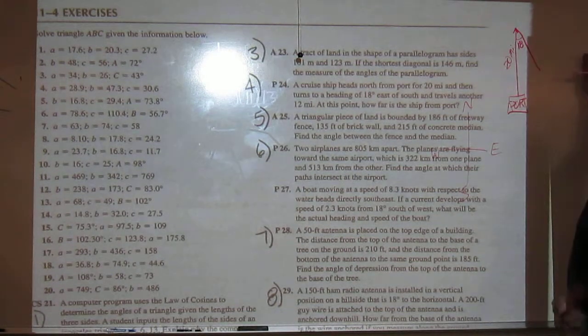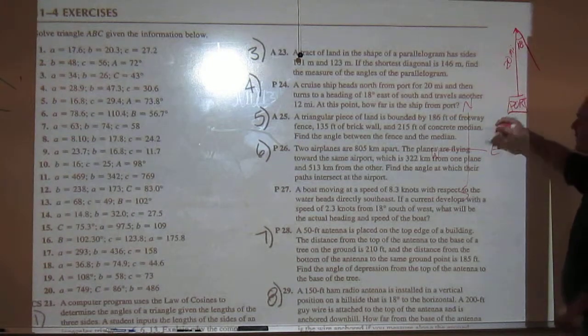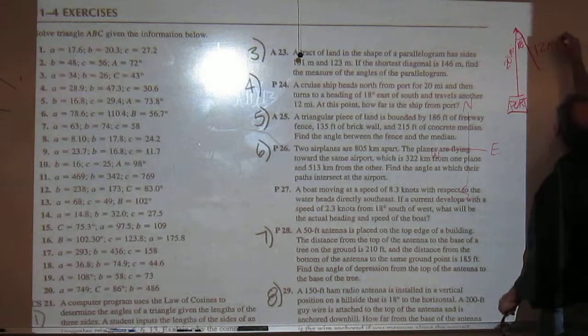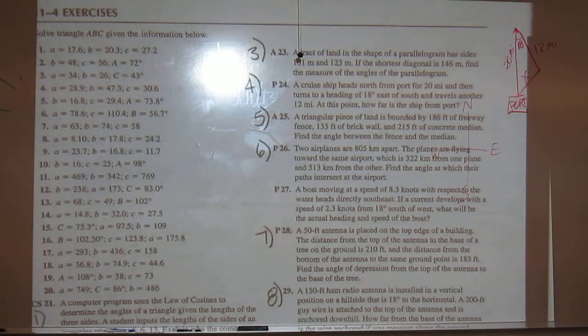Because this is the east side of my south azimuth. And they go, what, 12 miles? 12 miles. Okay. They want to know that. Yep, it's the exact same setup we just did for your pop quiz.